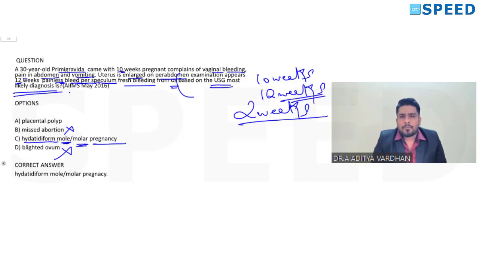In case of missed abortion and blighted ovum, there is no necessity of the uterus getting enlarged in size. Both are not favoring pregnancy, so what is the necessity of the uterus getting enlarged? No need. Placental polyp: the placenta itself won't have developed at that early stage, so how would a polyp be there? Hence, polyp is also ruled out. The typical classical answer is hydatidiform mole or molar pregnancy.